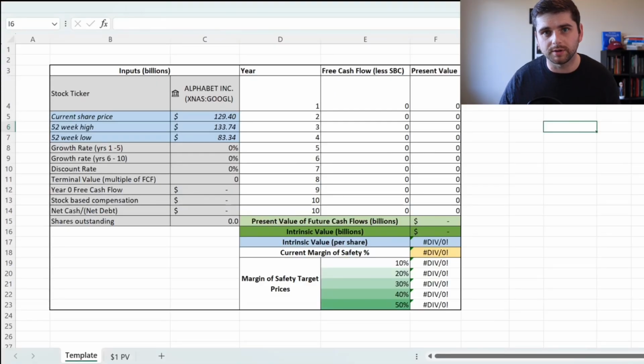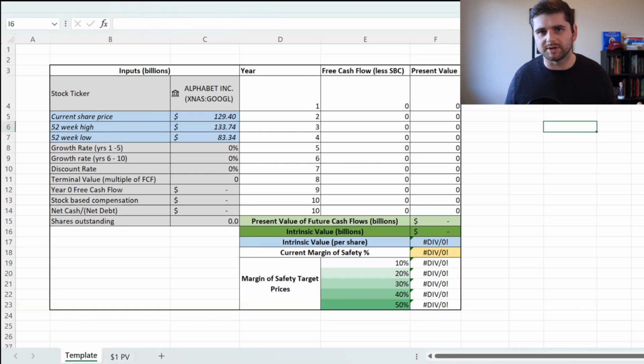Okay, so we're over at the computer now, and like I mentioned earlier, the method I'm going to be using here is from Mohnish Pabrai's The Dhandho Investor. Now, this isn't some sort of proprietary valuation technique that Mohnish came up with. It's a relatively simple discounted cash flow.